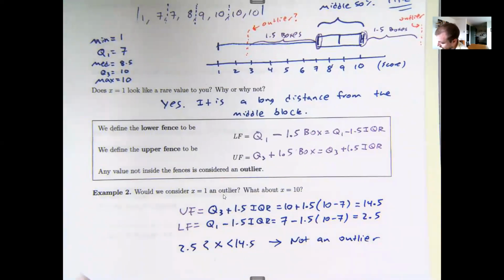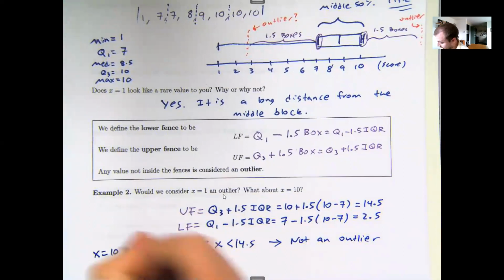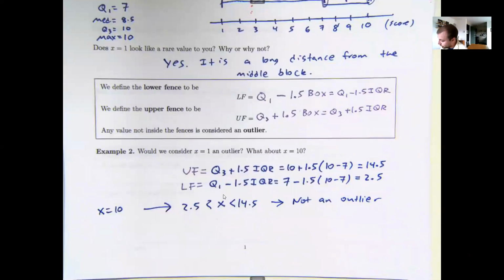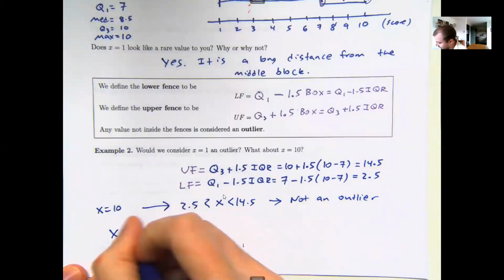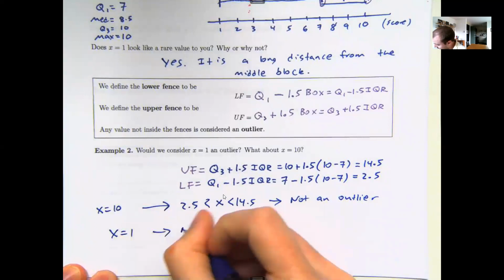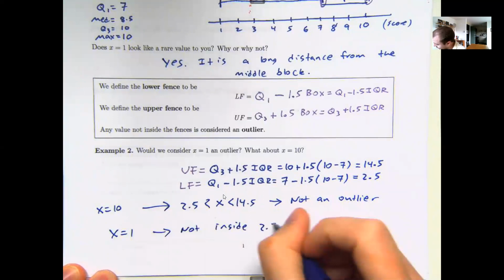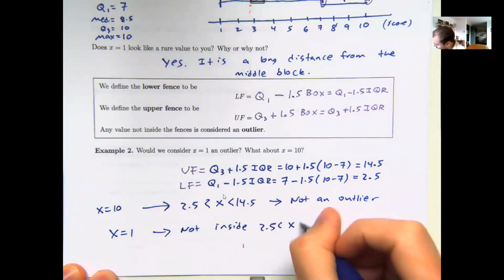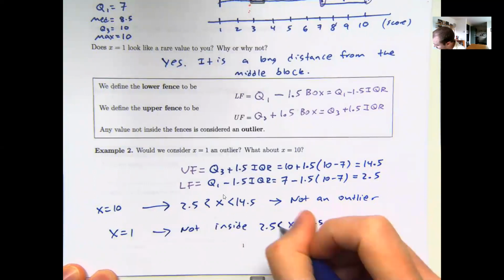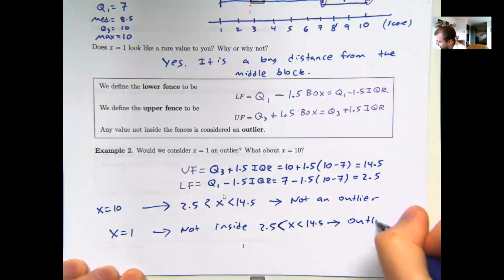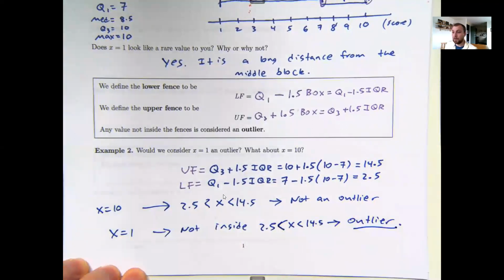So for example, x equals 10. That is between those two values. That would not be an outlier. But x equals 1. This is not inside that range from 2.5 to 14.5. And since it's not inside, I would consider that to be a rare quiz score. It would be an outlier.